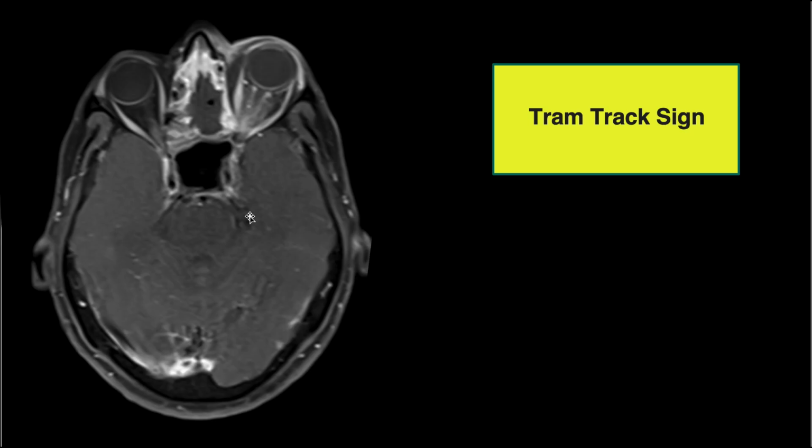Here, this is a tram-track sign, that is the central optic nerve is non-enhancing, for optic neuritis. Here there is non-enhancing or necrotic tissue which is involving the septum. So these are all the classic signs of mucormycosis.